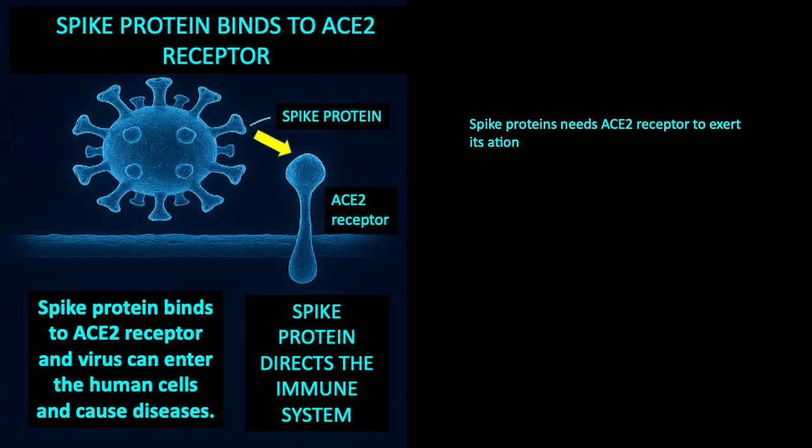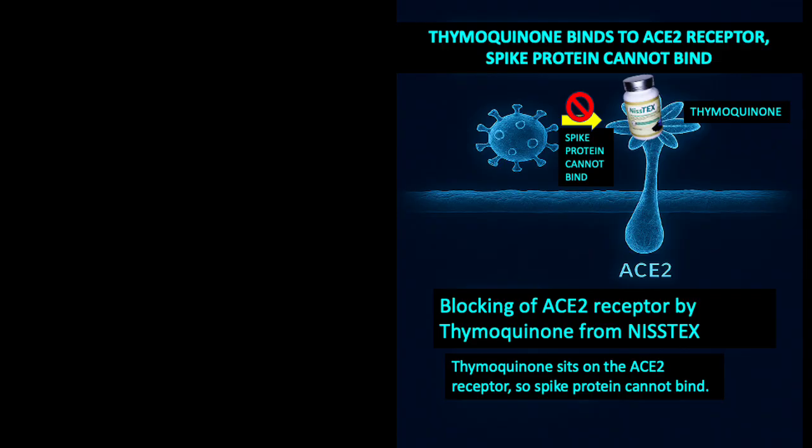Okay, the spike protein binds to the ACE2 receptors and directs the immune system to be prepared. Okay, so this is a way, and we can see here how thymoquinone blocks this binding of the spike protein to the ACE2 receptors, and this will block the effect of the virus, the effect of spike proteins and all that. So this is a very important step to protect our body from the effect of the spike proteins.